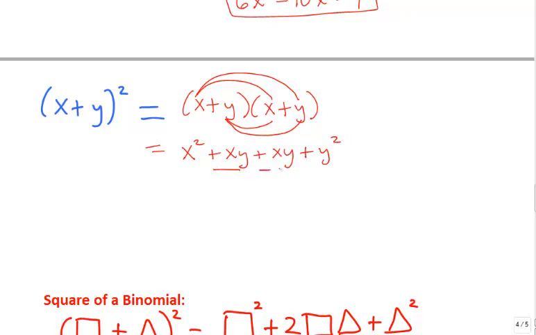So these two middle terms are like terms because they both have an x to the first and a y to the first. And this is like a coefficient of 1 and a coefficient of 1. So if I'm adding those two together, I combine the coefficients. 1 plus 1 would make this 2, and then the variables stay the same. So the middle term becomes 2xy. And then that plus y squared on the end. So anything of the form x plus y quantity squared becomes x squared plus 2xy plus y squared.